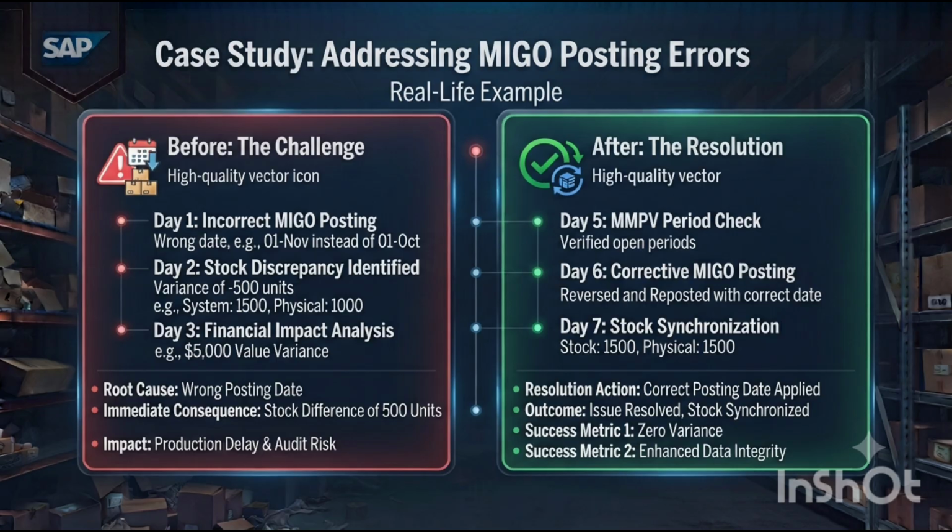The stock was synchronized across all locations and operations returned to normal. This case proves that systematic troubleshooting can save significant time and money. And in this way, businesses can get efficiency in their operations.